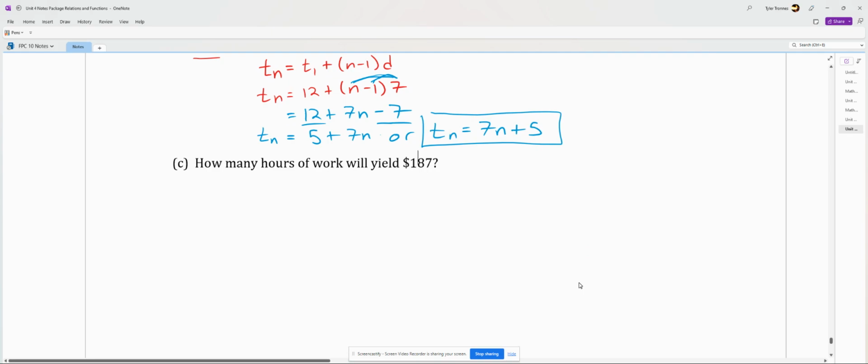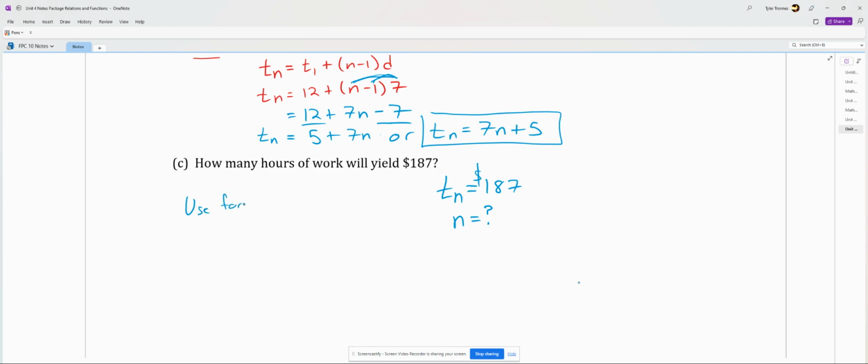Okay, so now what we need to do is, it's asking for how many hours, which was n, is going to yield $187. Okay, so in other words, what's n? We need to determine what n is. So we're going to use our formula from part B.